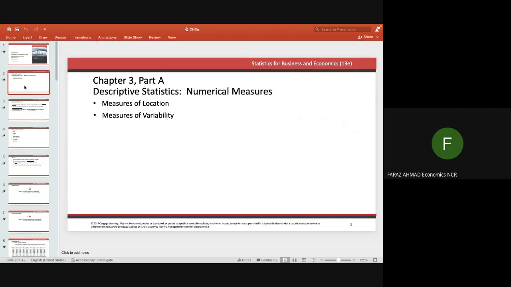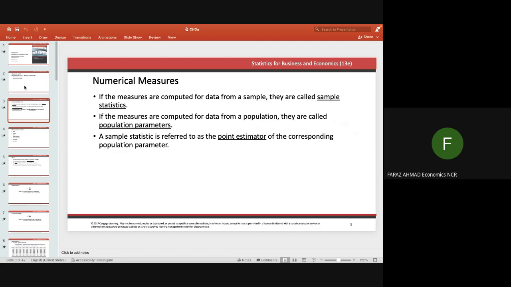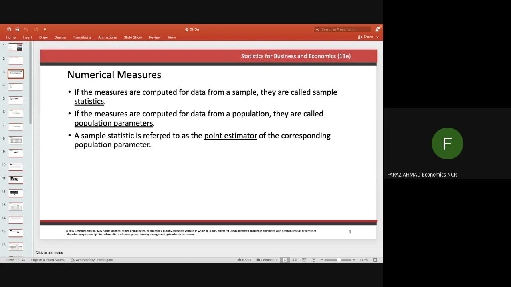So we started understanding measures of location and variability. We started with basically all the measures of location or variability. These are computed generally from a sample, and they are called sample statistics, and they are meant to measure some population parameter. So they are the estimators of some population parameter.